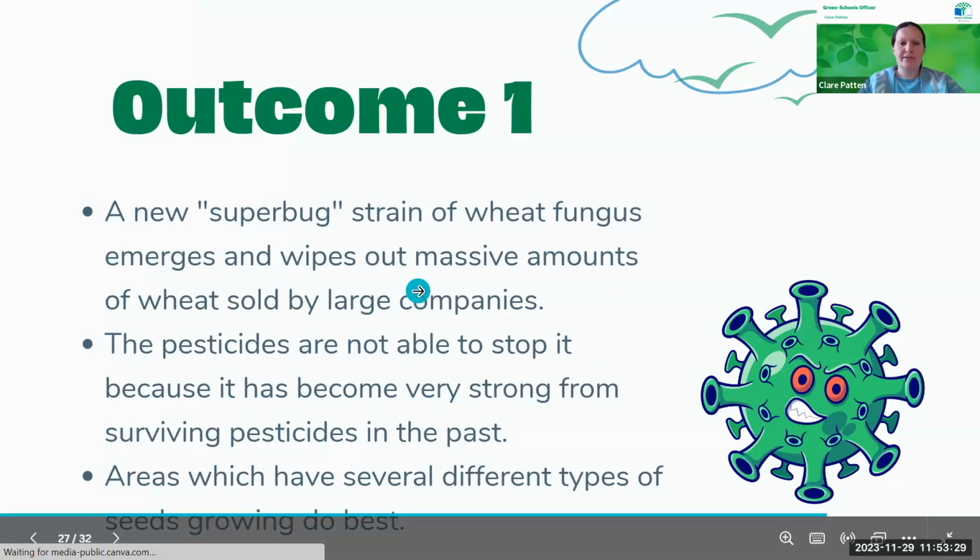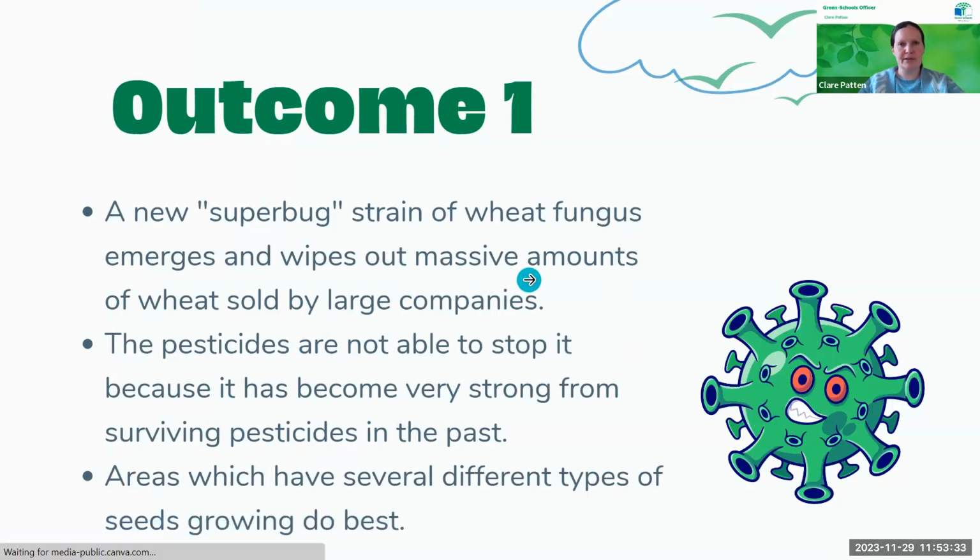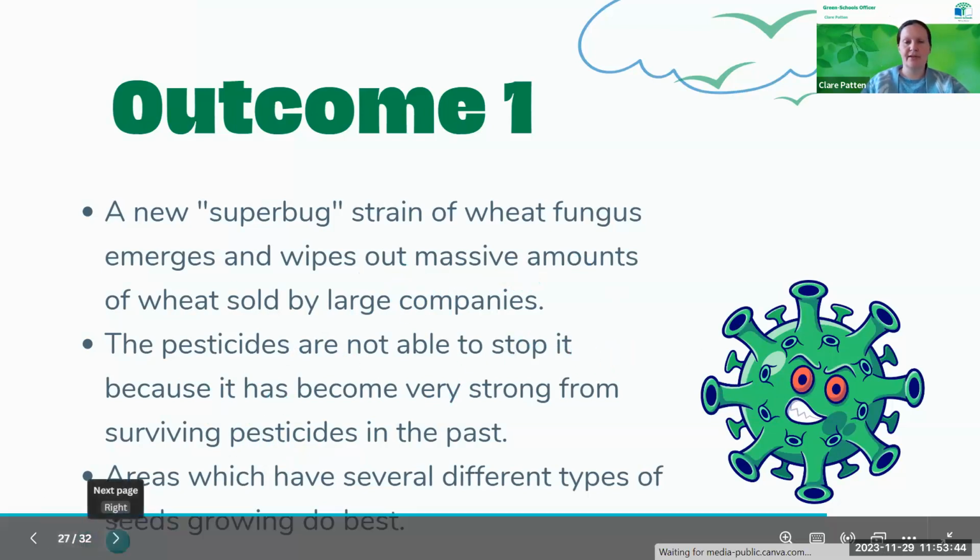So areas that have got lots of different types of seeds in them end up doing the best. So if anybody had picked that they had both of their fields covered in that wheat from the large company, you probably don't have many crops left. Okay, so that's outcome 1. So if you picked number 2, this is what happened.